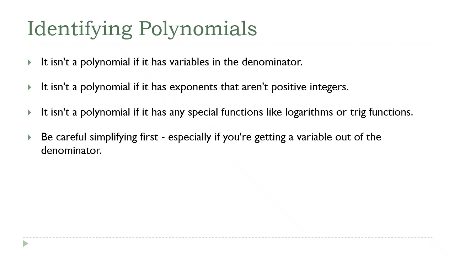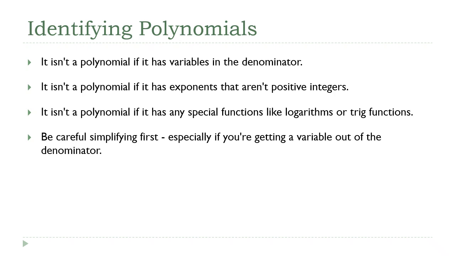So I have some rules here. Right? If you're given an expression and you're asked, is this a monomial or is this a polynomial? A few simple things you can look at to decide real quick if the answer is no. Right? It isn't a polynomial if there are variables in the denominator. It isn't a polynomial if it has exponents that aren't non-negative integers. It isn't a polynomial if it has any kind of special function like a logarithm or a trig function.